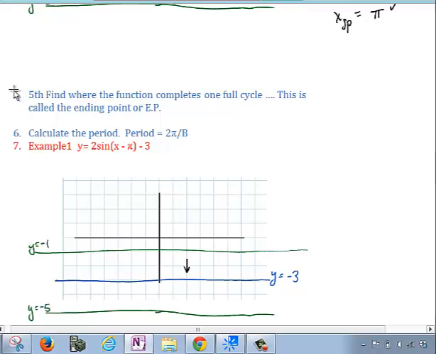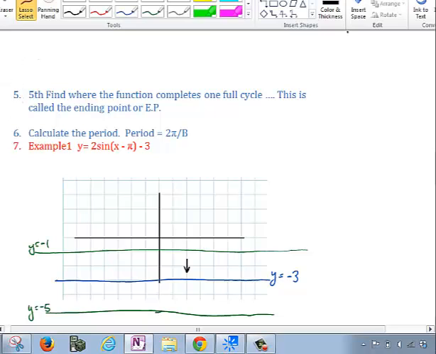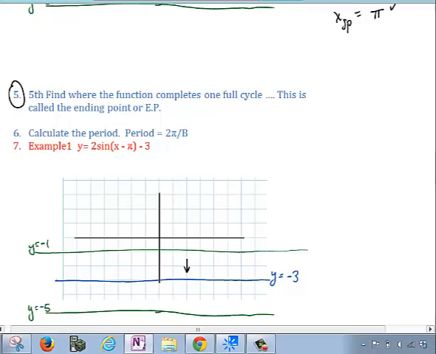So on the next step, which is step 5, we want to find the end point. Now the end point doesn't represent when the function ends, because these functions go on forever. The end point represents when one full cycle is complete. One full cycle is basically the starting point plus the period equals the end point. Now the period is the length of x domain values you need to go through one full cycle. So remember, our starting point was at pi. The period, I'm going to show you how to calculate that, equals the end point.